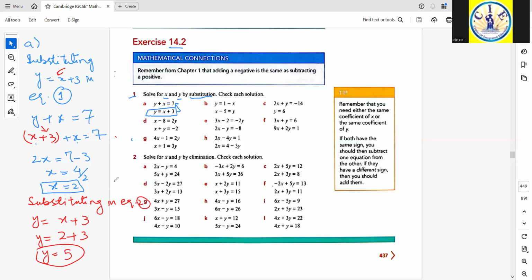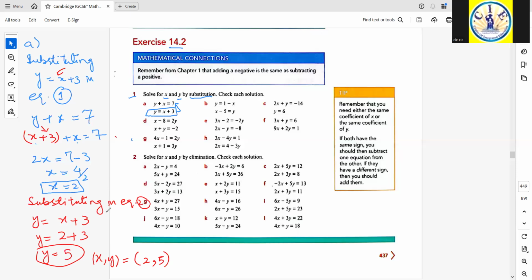So this is how we get the values of both the variables. So we can write down x, y as x is 2 and y is 5. So this is the answer to part A.